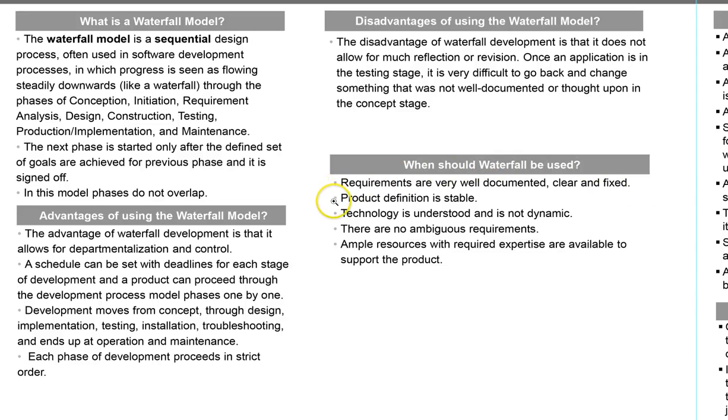Then we can use waterfall if the product definition is stable, and if the technology is understood and not dynamic. Now in software development or even in manufacturing, the technology is always advancing, and during the project we might be in a place where the technology might not be 100% understood, and we know that during our whole project there might be some changes because of the technology and some updates. That's when you would not want to use waterfall. You'll probably go into agile.